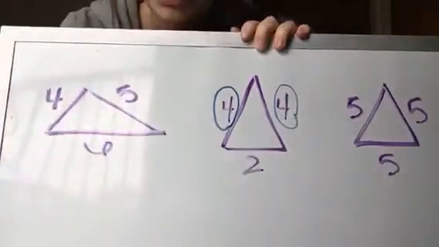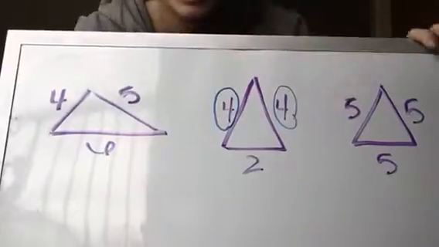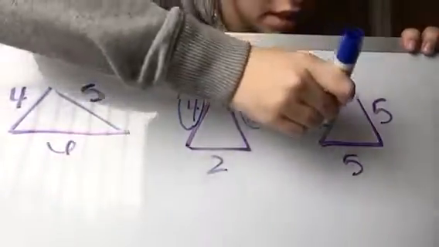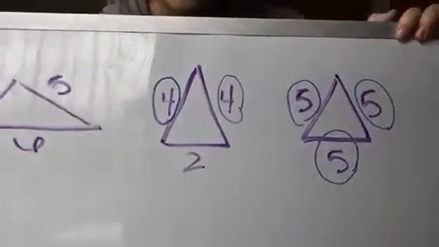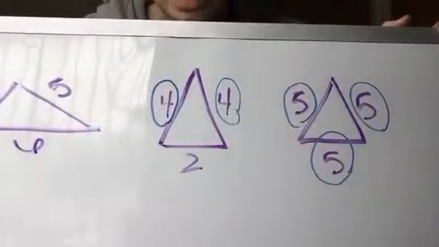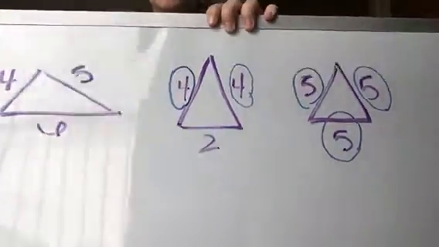Now in this one you can see that there are 2 sides with the same length, both 4s. This means that it's going to be an isosceles triangle because it has 2 sides the same length. And lastly, you can see that this has the side lengths of 5, 5, and 5. Because all of the side lengths are the same, that means it is an equilateral triangle. And that is how they are defined by their sides.